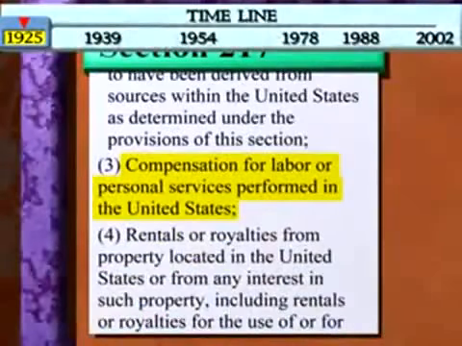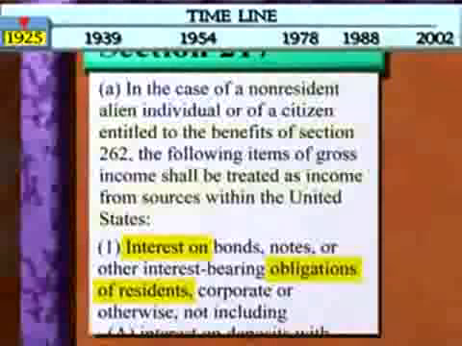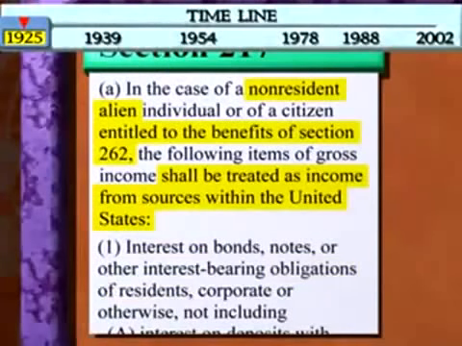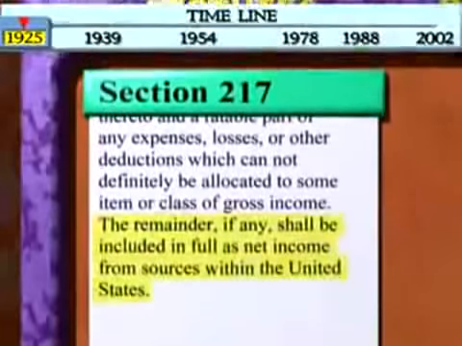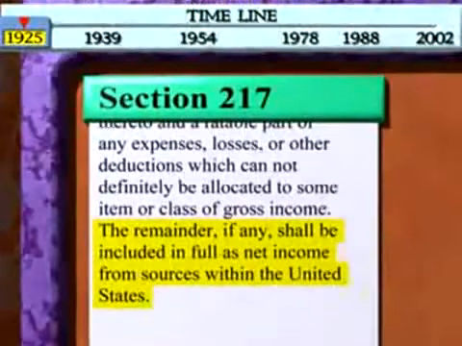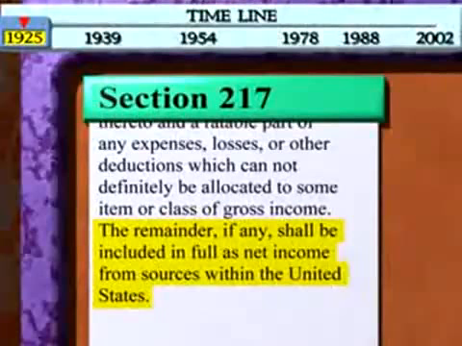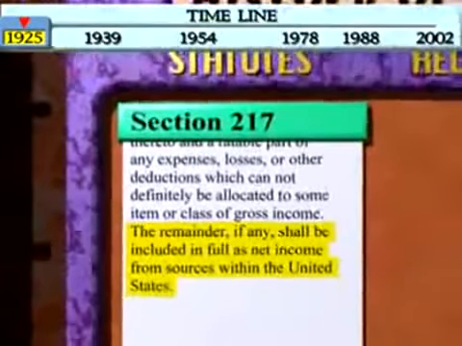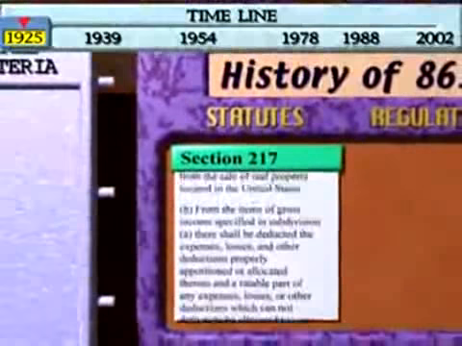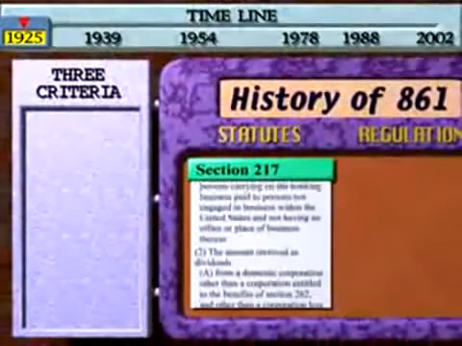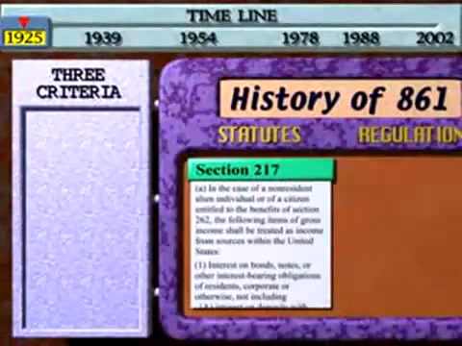and compensation for services performed in the U.S., were to be treated as income from sources within the United States, and after subtracting deductions, were to be included in full as net income, or taxable income, from sources within the United States. 3 distinct criteria had to be met in order for income to be taxable under this section.